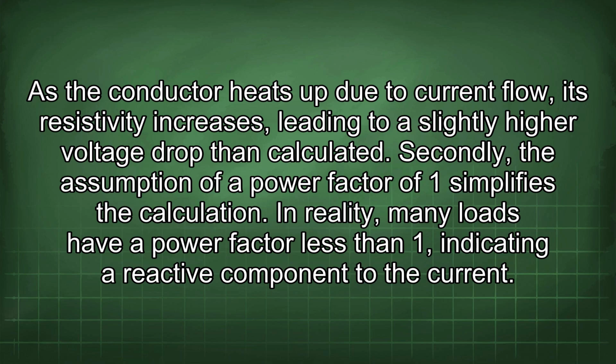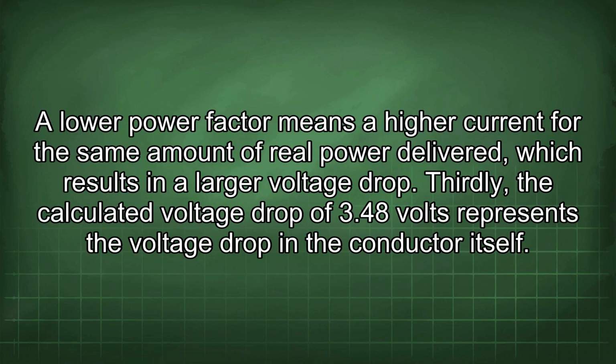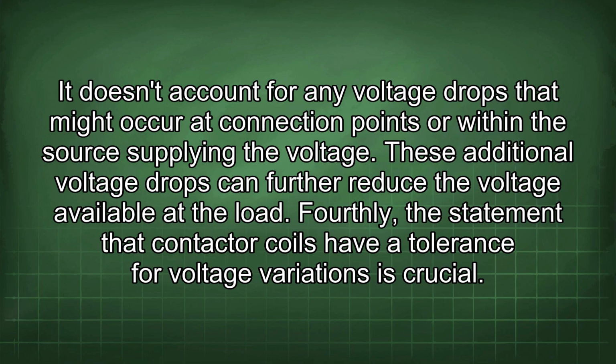In reality, many loads have a power factor less than 1, indicating a reactive component to the current. A lower power factor means a higher current for the same amount of real power delivered, which results in a larger voltage drop. Thirdly, the calculated voltage drop of 3.48 volts represents the voltage drop in the conductor itself. It doesn't account for any voltage drops that might occur at connection points or within the source supplying the voltage. These additional voltage drops can further reduce the voltage available at the load.